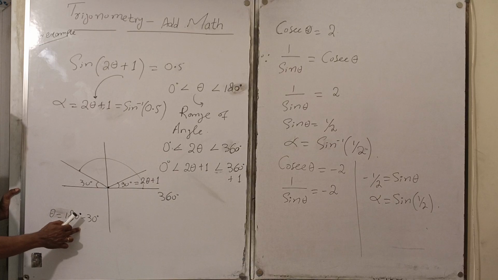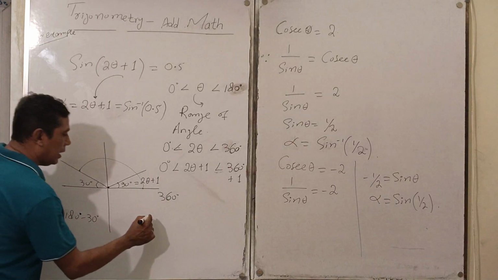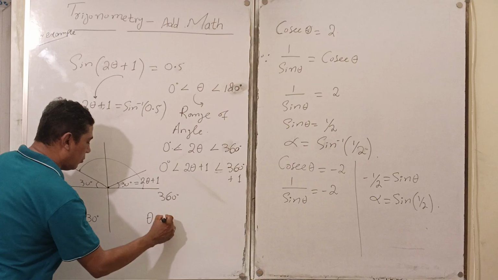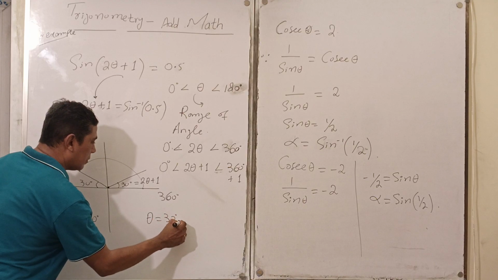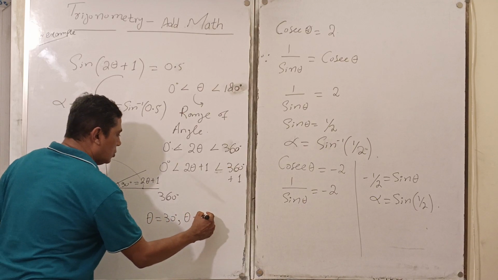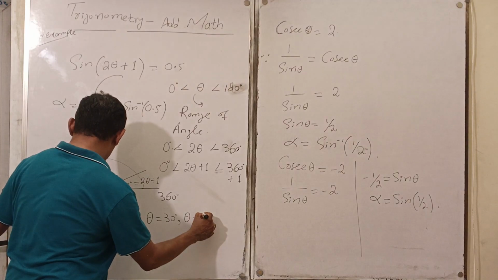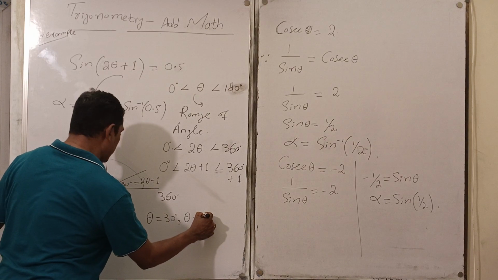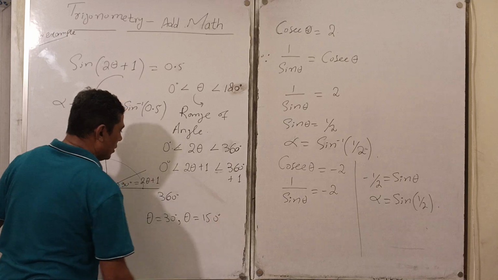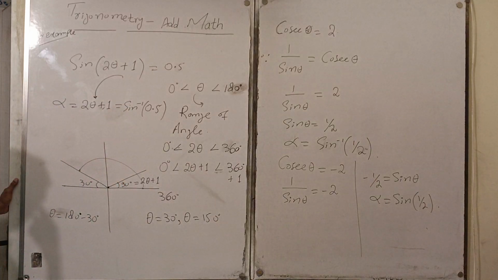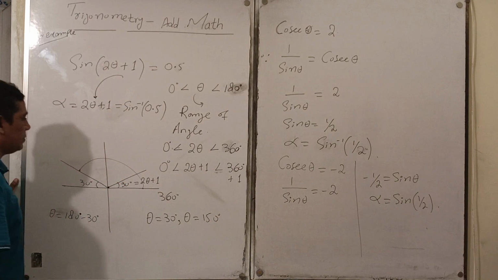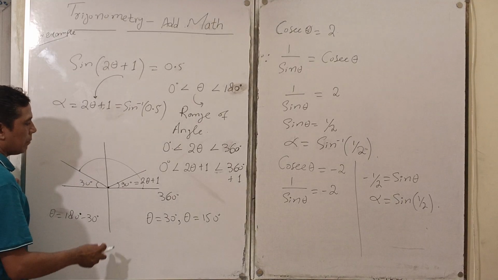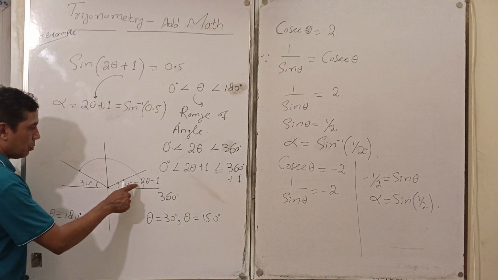So theta is this one. So it means that I can mark here theta equal to 30 degree and theta equal to what? 180 minus 30, that is 150 degree. Am I right? Yes. Okay. So this is the value of 2 theta plus 1. Now just a minute. Okay. Now find out from here.